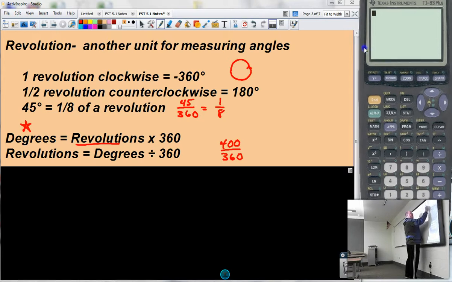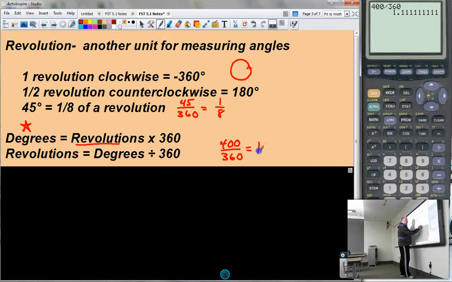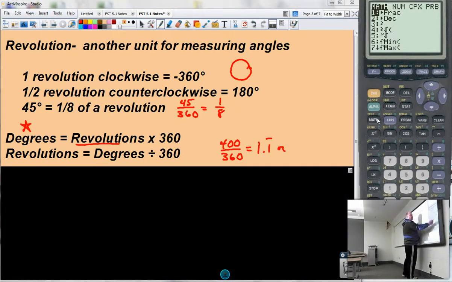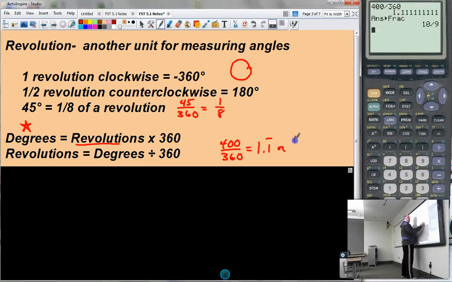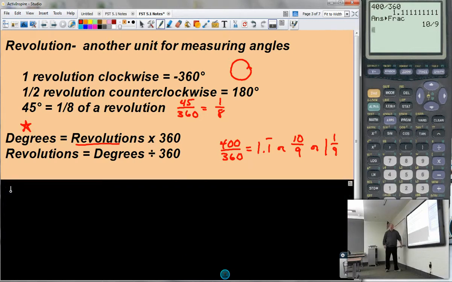But I would go 400 degrees divided by 360. Answer is 1.1 repeating. And if I hit math, convert to fraction, I could say it's 10/9 of a revolution, or 1 1/9 of a revolution. Okay, so degrees and revolutions.